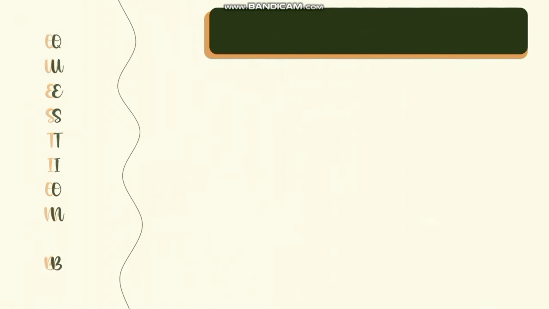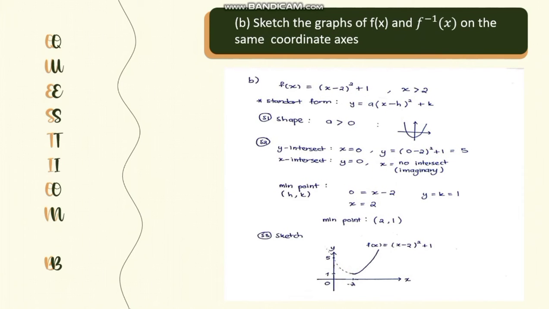Question B. Sketch the graph of f(x) and the inverse of f(x) on the same coordinate axis. First, we sketch the graph of f(x). Since f(x) is a quadratic equation in standard form, first we need to identify its shape by comparing the equation with the standard form. By comparing, we know that the value of a is positive, bigger than 0, so the shape of the graph opens upward.